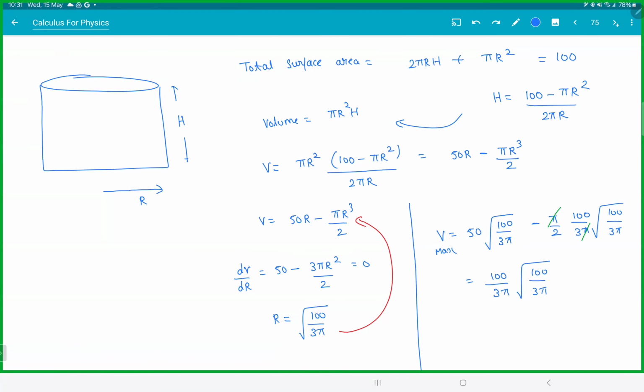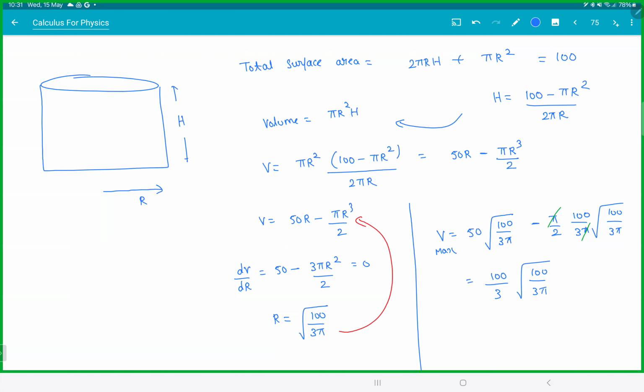Please have a look at the steps. Pi got cancelled. Pi cancel ho gaya na? Sahi bol rahe ho. 100 by 3. Yeah, I made a mistake. Clear the steps? This is how applications will look in differentiation. Getting it? So with that, we are done with the differentiation part.